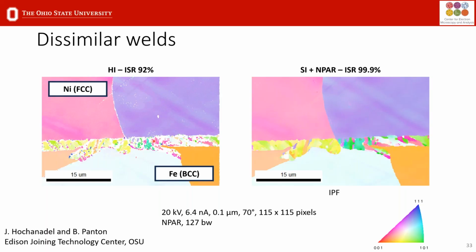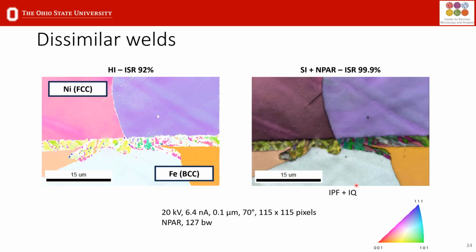Now, if you do traditional Hough-based indexing with all these misindexed pixels, it's very difficult to do reliable orientation analysis. By performing spherical analysis on the saved patterns and applying pattern averaging, we can really improve the analysis. If we then overlay it with the image quality, we can start to see that the martensitic laths adjacent to this particular nickel grain have a certain color, and the martensitic laths adjacent to this other nickel grain have a different color.